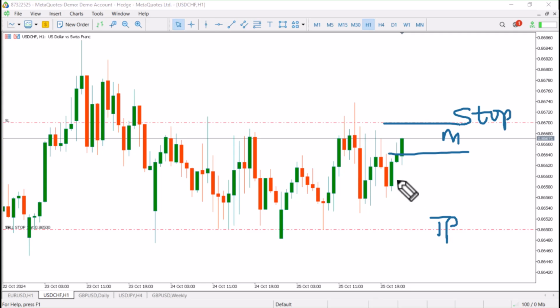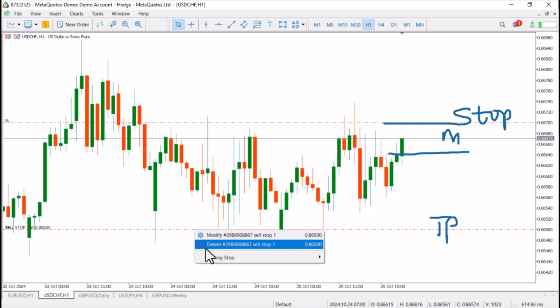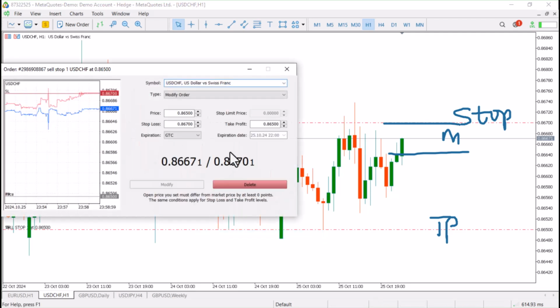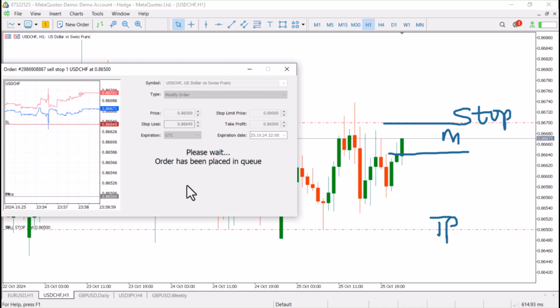So this is how we set it, but I think we made a kind of an error right here. Let's modify it. You place your cursor on the modification, you click on modify. Our TP and our entry should be, we want our entry to be at 0.8664. That is good. Modified.